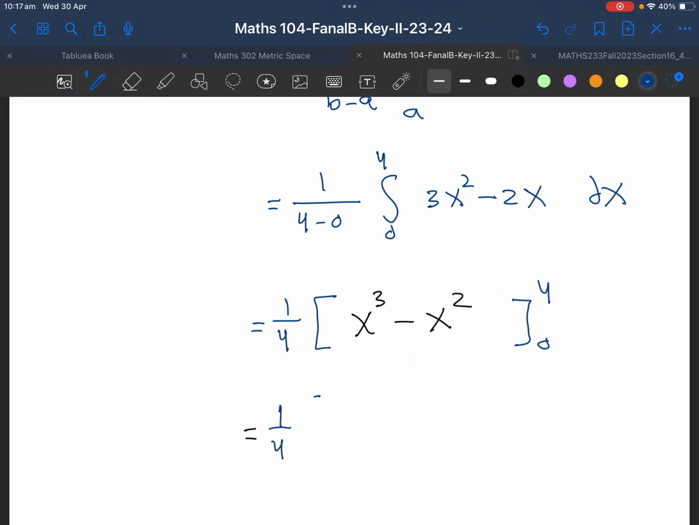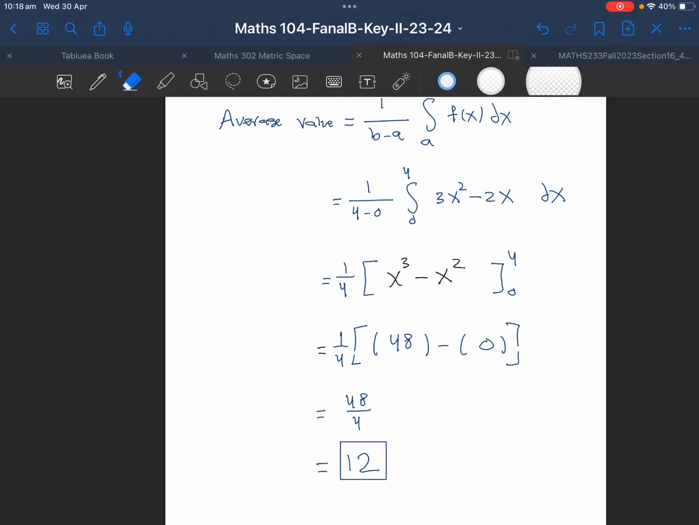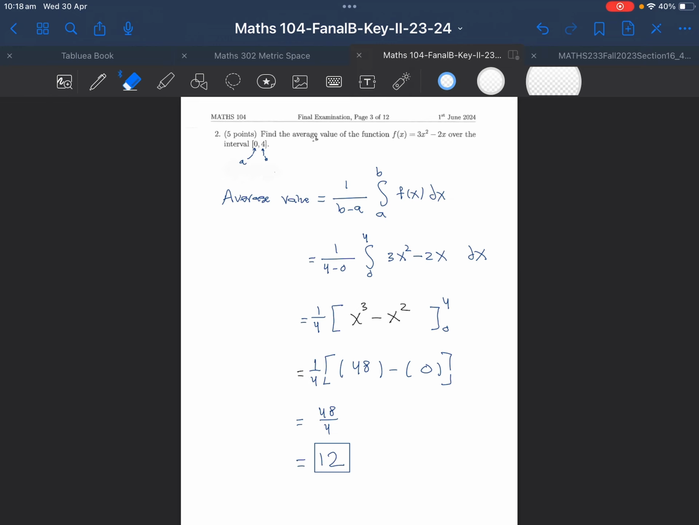So you get 1 over 4. Now, if we substitute with 0, the answer will be 0. If we substitute with 4, the answer will be just 48. So finally, the final answer is 48 over 4. So the final answer is just 12. And that's the answer.